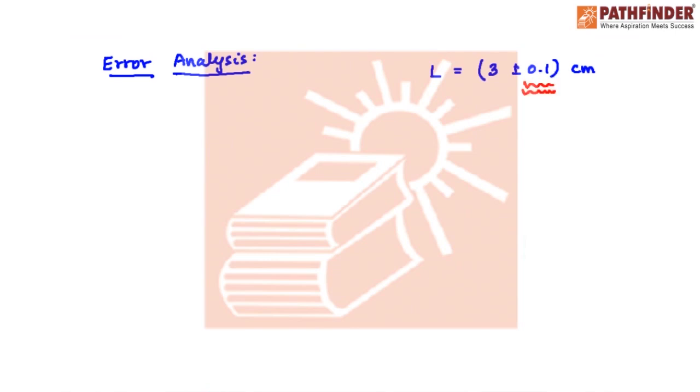Suppose we are performing an experiment for the calculation of acceleration due to gravity using a simple pendulum. Then the time period is 2 pi root over L by g, and I can write it as T squared is equal to 4 pi squared L by g. So g can be expressed as 4 pi squared L by T squared.